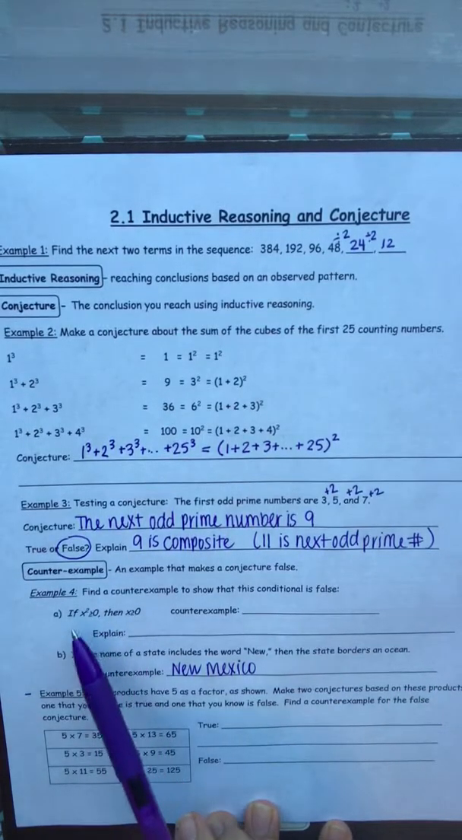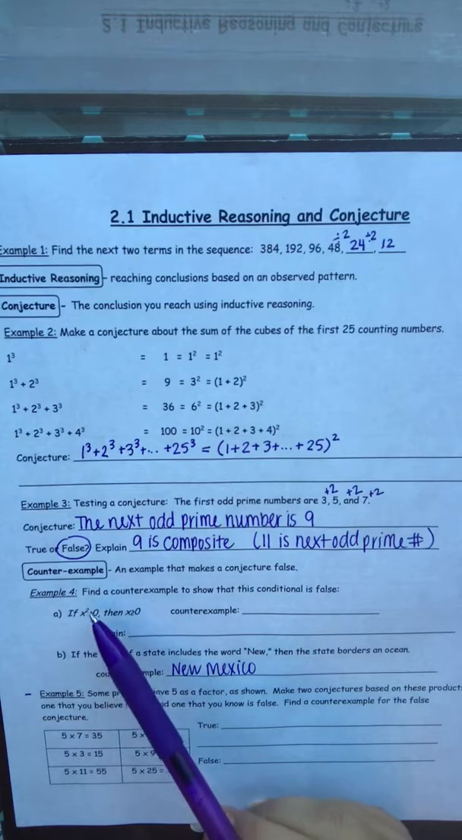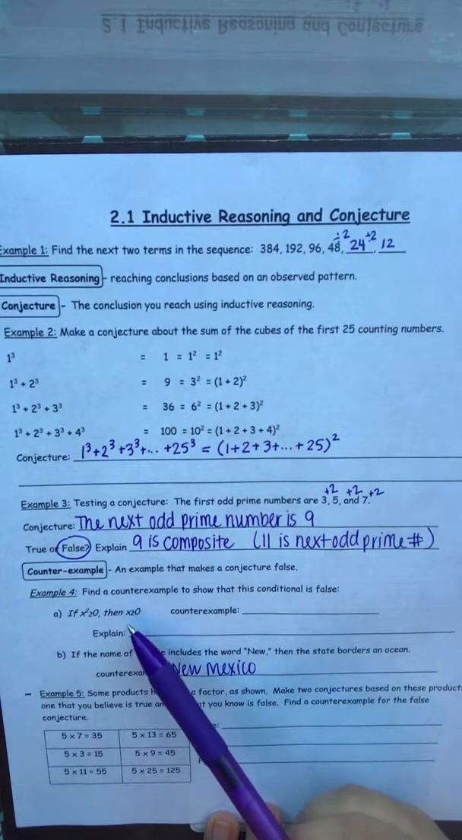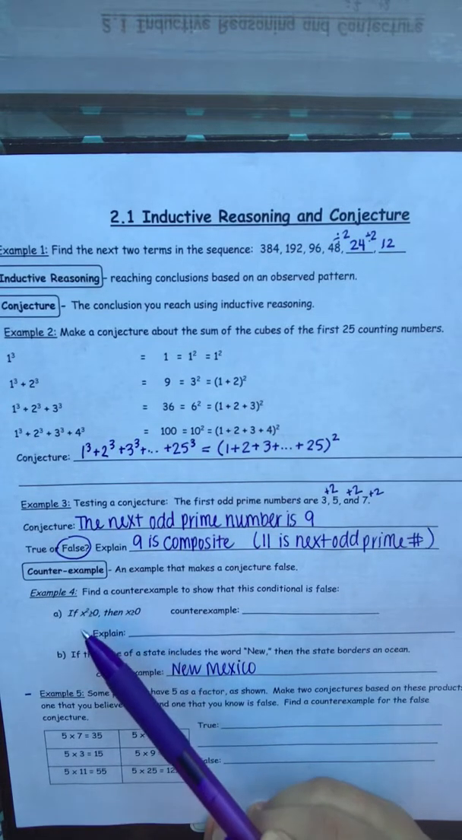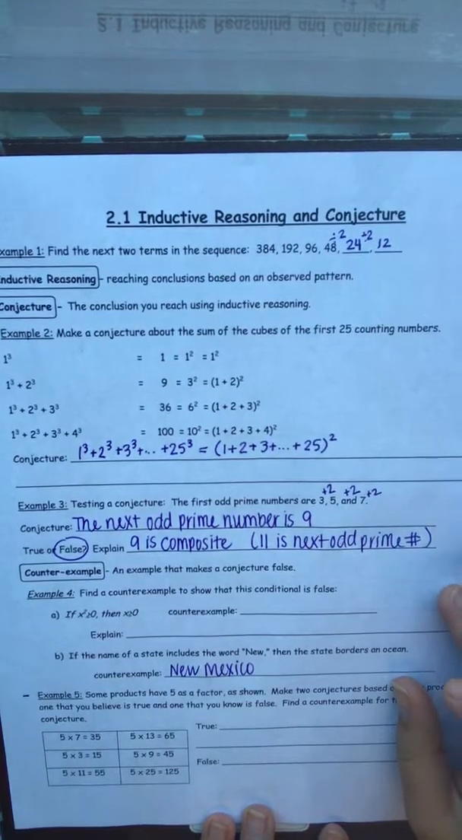Looking back here at this example, if x squared is greater than or equal to 0, so basically if you take some number and square it, it's going to be positive or equal to 0, then that means that the original number itself, before being squared, was also going to be positive or equal to 0. So let's test some things here and see if that works.